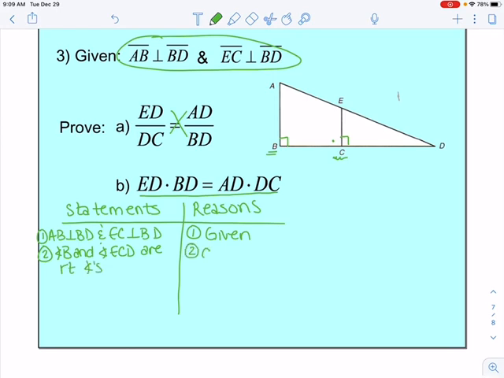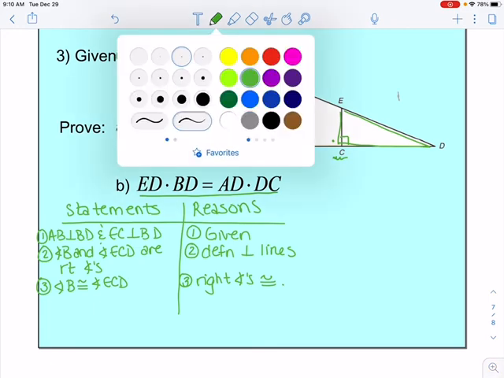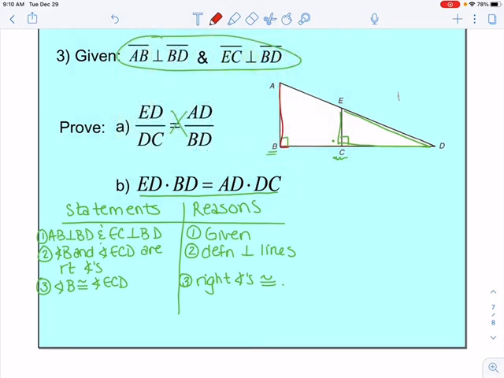And why is that true? Because of the definition of perpendicular lines. Perpendicular lines intersect to form right angles. Now that I know that they're right angles, I can say they're congruent. So angle B is congruent to angle ECD, and that's because right angles are congruent. By the way, I'm trying to show that this triangle is similar to this triangle.